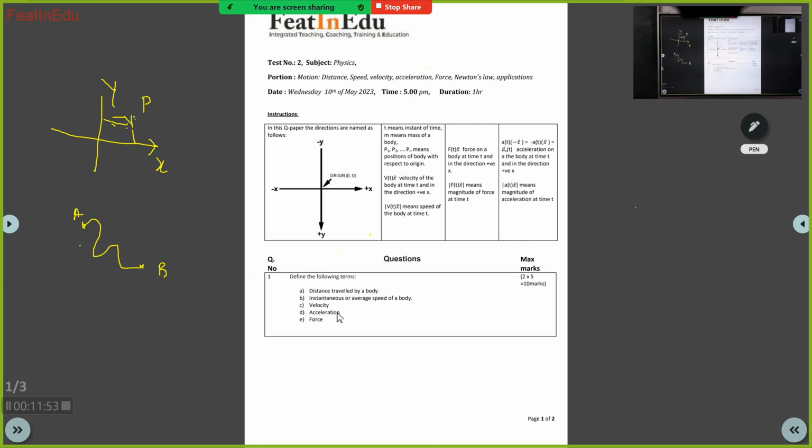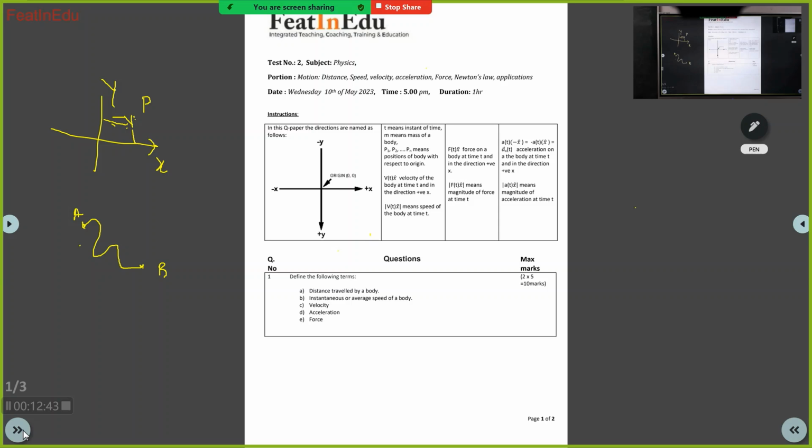New acceleration when the velocity associated with the body changes. Mathematically, acceleration is the change in the velocity divided by the time taken to change the velocity. You have got it? Understood? So if the velocity vector associated with the body changes with respect to time, then it is acceleration.